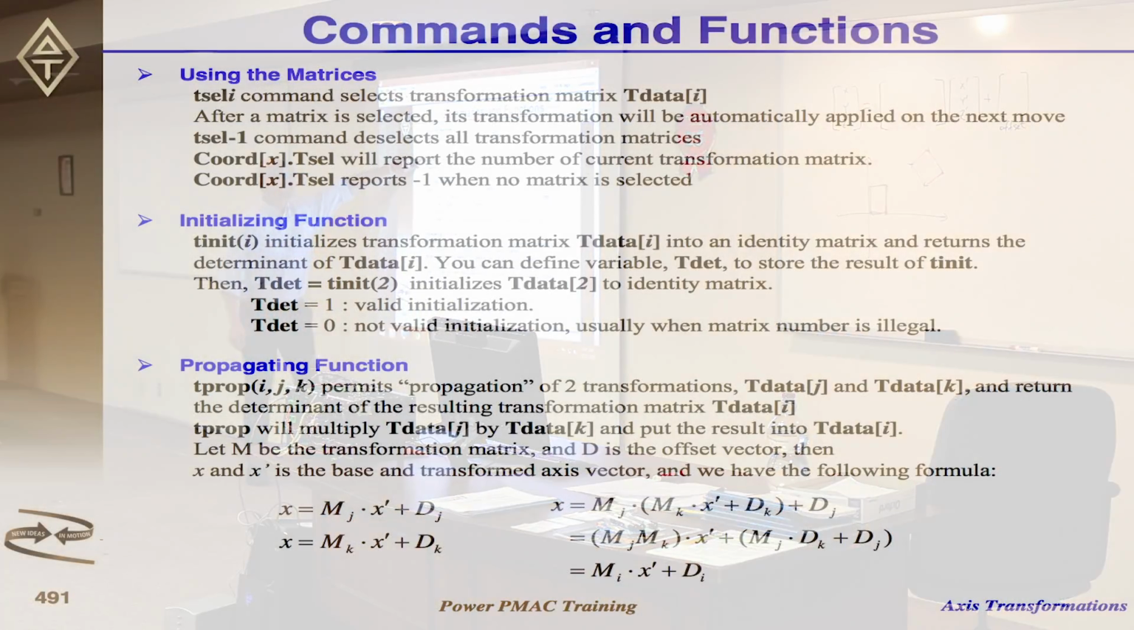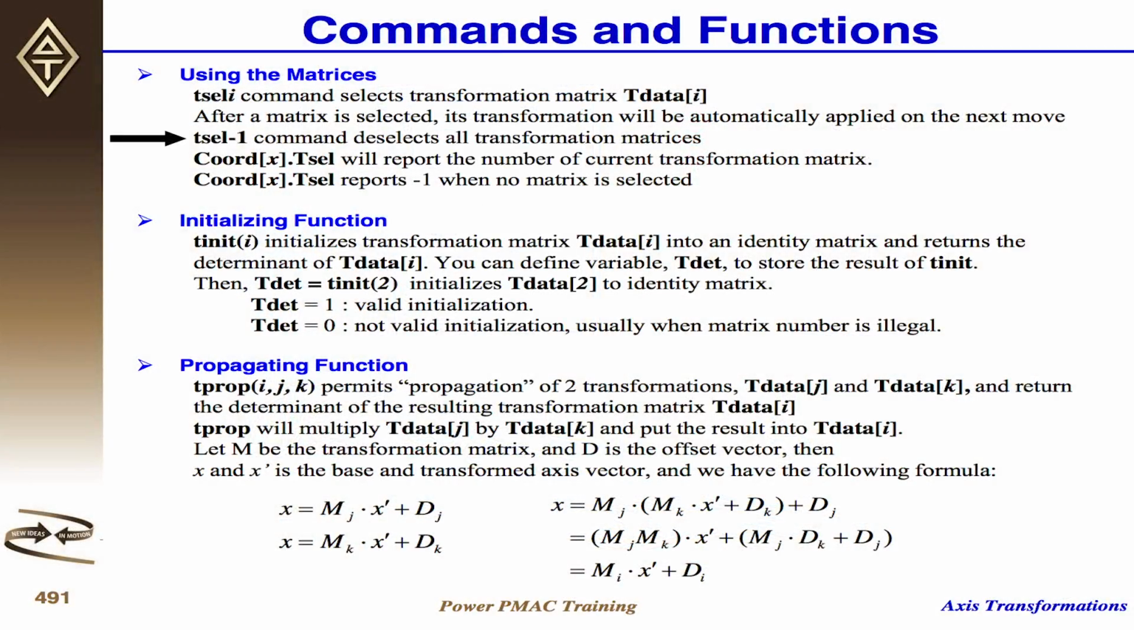Here we actually provide the command to deselect all the transformation matrices. So this is an easy way to deselect whichever matrix you already applied to the current coordinate system. The Coord x.tselect will report the number of the current transformation matrix. If it reports -1, that means no one is selected.